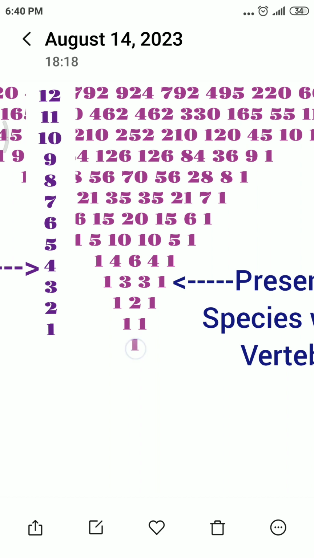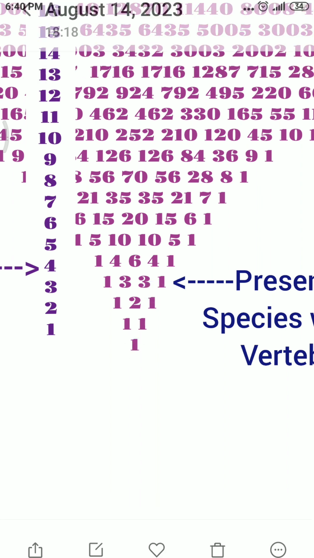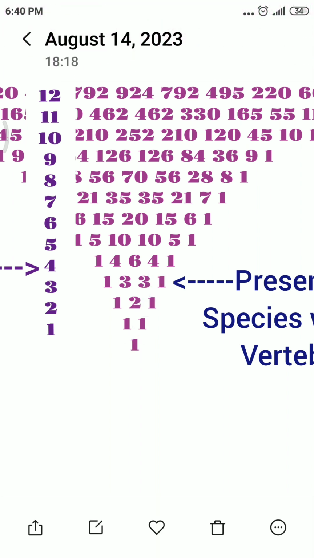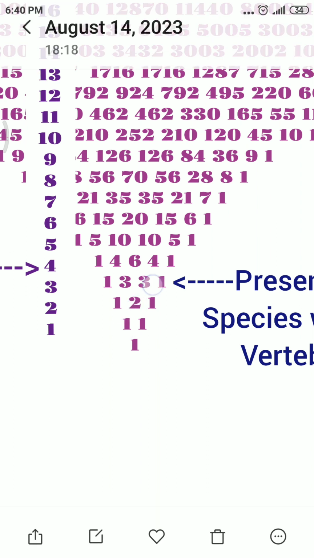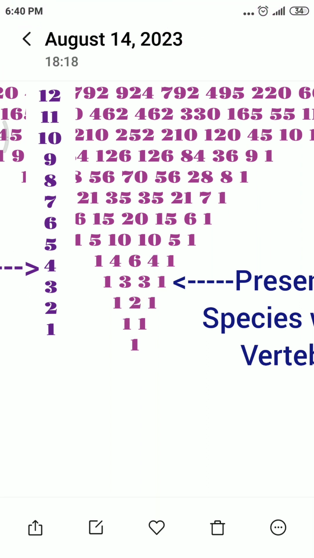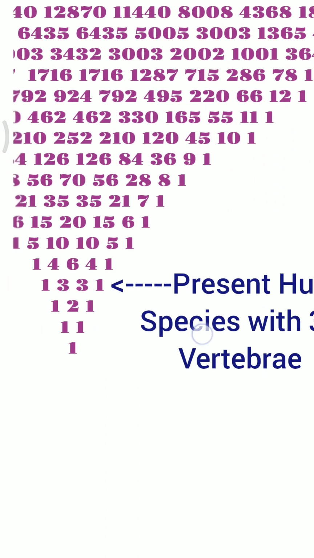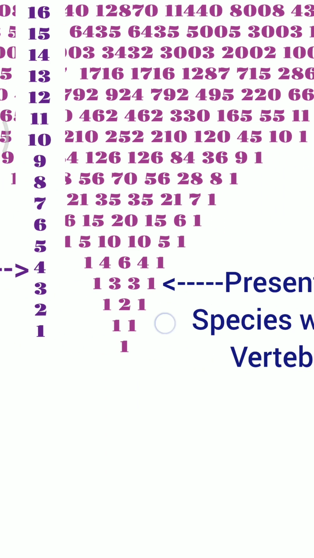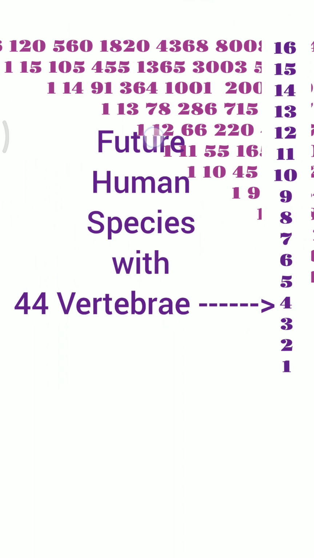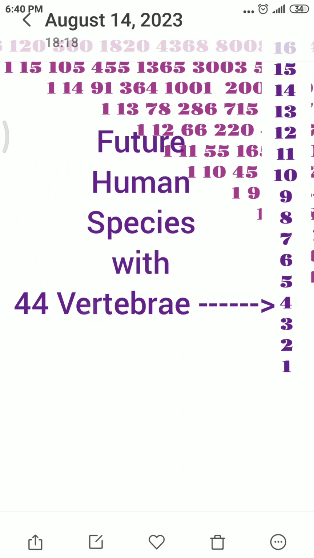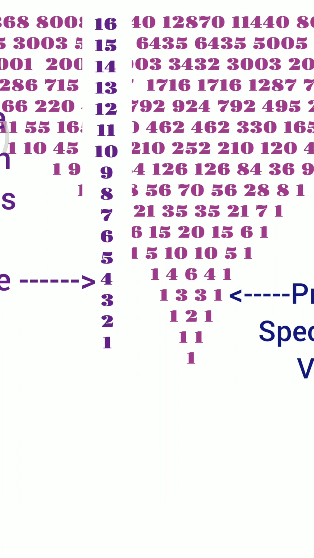So this is nothing but Pascal's triangle. This is the third step. Insert 1, 2, 3. We count only 1, 2, 3 like this, because those represent the stages of evolution. So 33 is the third stage of evolution, and what should the human body look like in the future? The future human species will have 44 vertebrae.